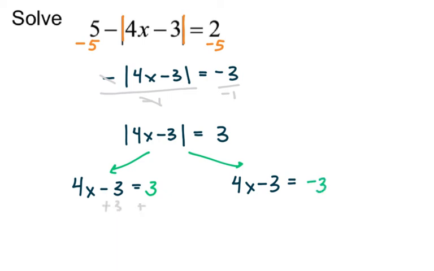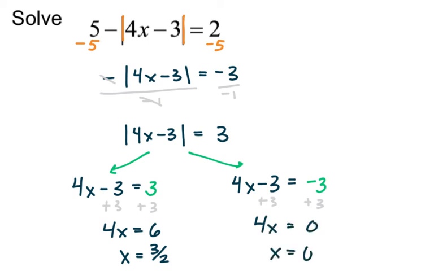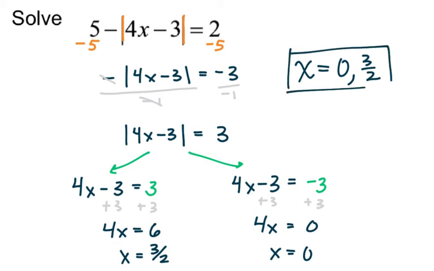So I'll add 3 to both sides. That gives me 4x equals 6, or rather x equals 6 over 4, 3 halves. On the other side, I will add 3 to both sides. That gives me 4x equals 0, and 0 divided by 4 is going to give me 0. My two solutions here are x equals 0 or x equals 3 halves.